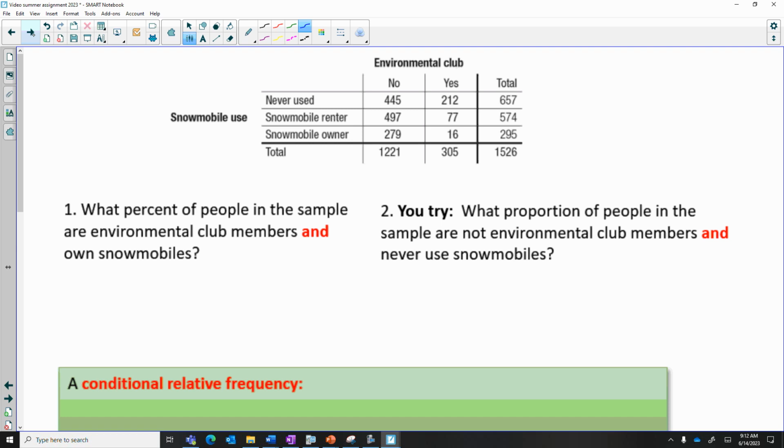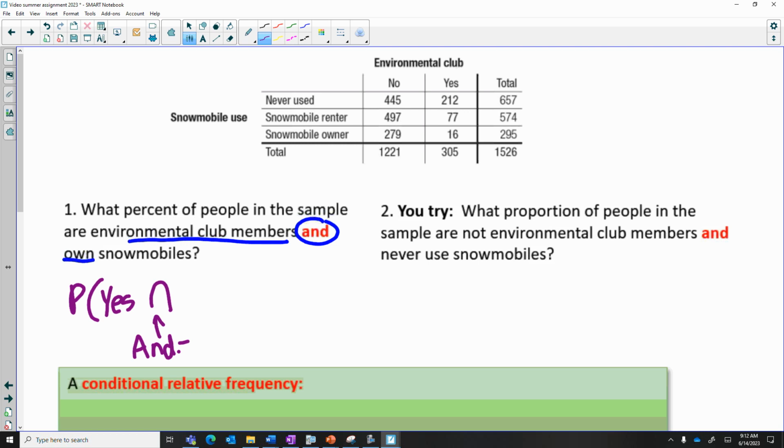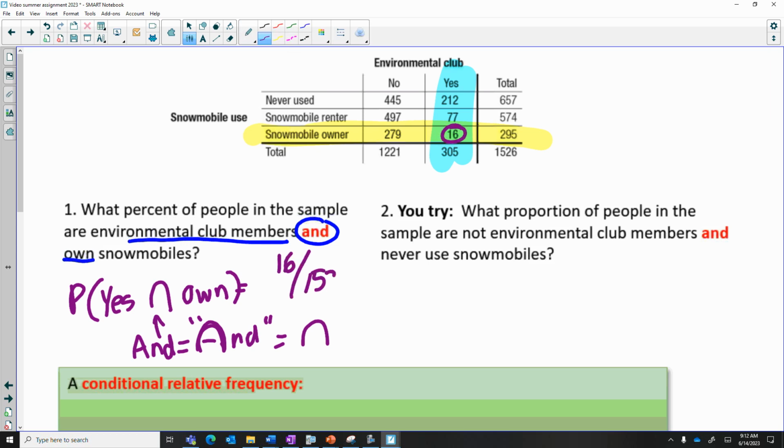So this says, what percent of people are environmental club members? So yes, they're environmental club members, and they own snowmobiles, all right? So the notation you learn in Algebra 2 is yes, environmental club, and this is the symbol for and. It looks like a tunnel, or you can make an A out of it for and, right? Intersection, and own. All right. So where does yes and own meet? Here's yes, here's own, and where my color changed was 16. So that is the intersection, 16 out of the total.